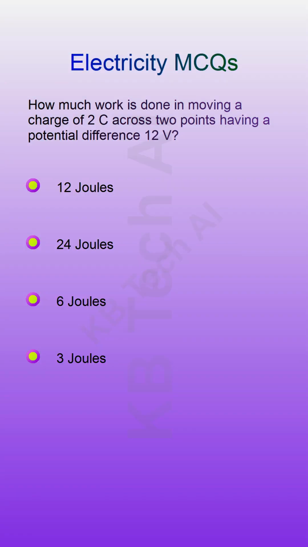How much work is done in moving a charge of 2 C across 2 points having a potential difference of 12 volt? Option 1, 12 joules. Option 2, 24 joules. Option 3, 6 joules. Option 4, 3 joules. The answer is, option 2, 24 joules.